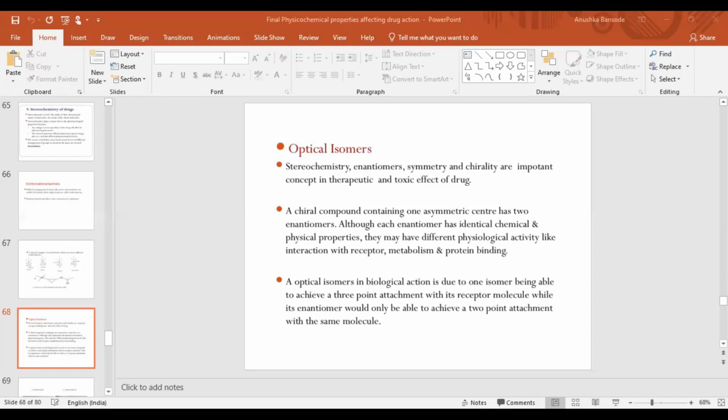Even we can explain the concept of fully eclipsed. So a drug molecule which has an open chain of atoms joined by single bonds has freedom of existing in all possible conformations due to free rotation of the carbon-carbon bond.